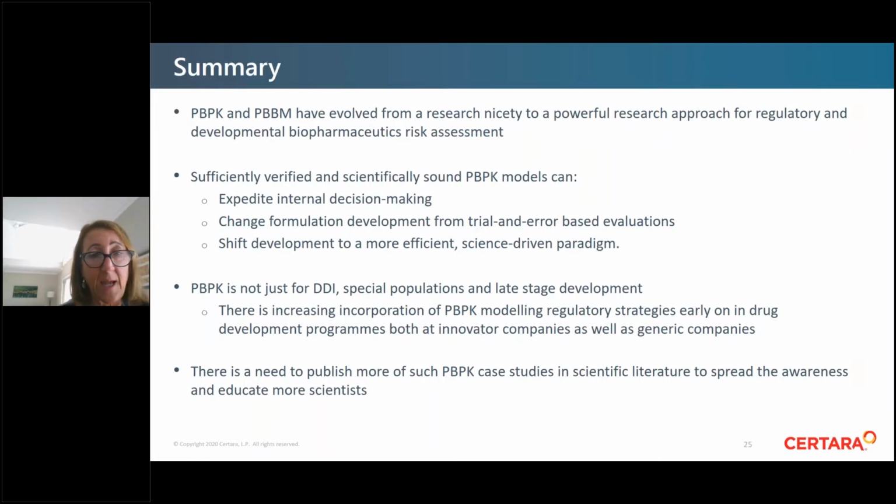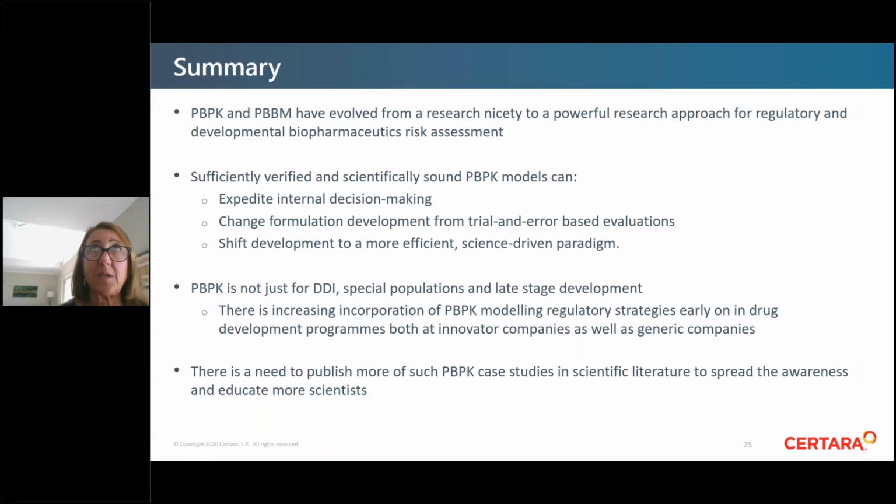They can enhance, as in the last example, a go, no go. They can help you choose the right path to take. They can help you with patient selection, etc. We can be using them for changing formulation development from the old trial and error-based evaluations.